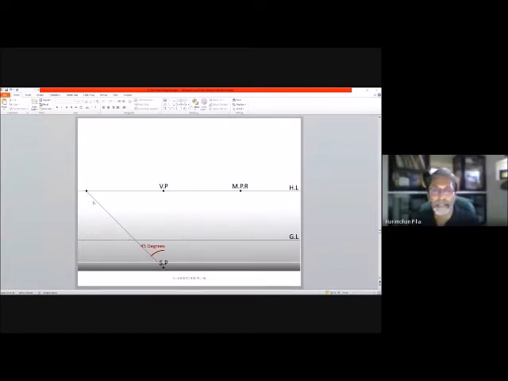So from the station point, if this is the vanishing point and this is the station point, we get the measuring point right and measuring point left. The angle will be between this vertical line and this side 45-degree and this side 45-degree.